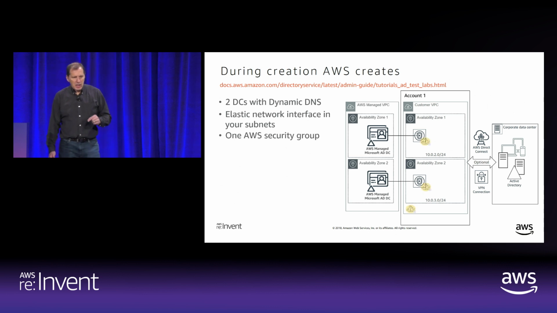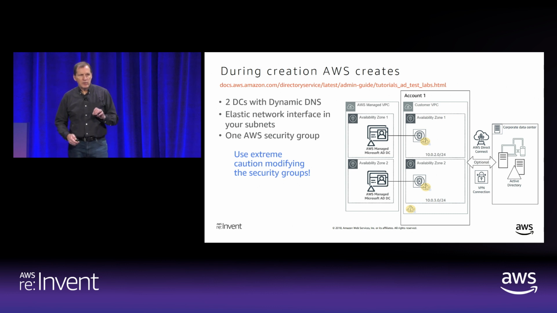We also add one security group for the directory service that we pre-configure so that it has all the right ports open to talk to the directory. And that exists inside of your account. You have the ability to change that, but you want to be really careful if you change that security group, because you can actually break the service if you change the ports in an incorrect way.